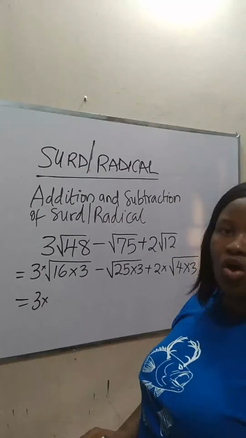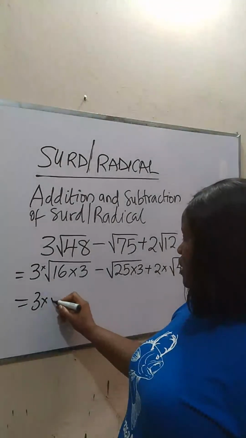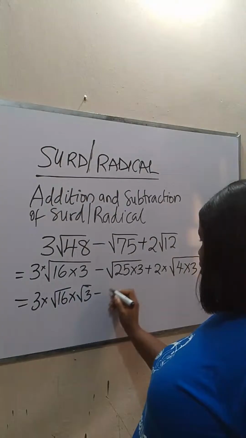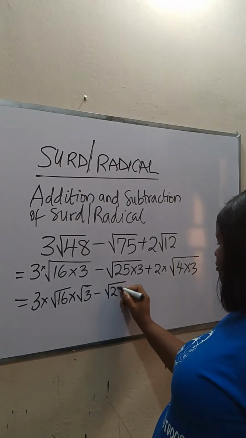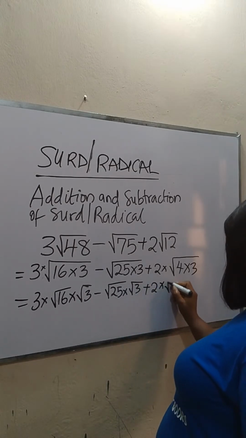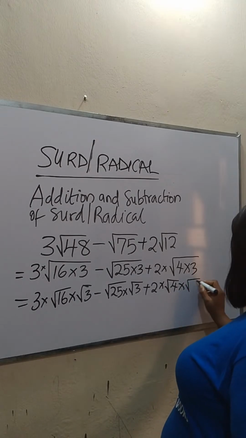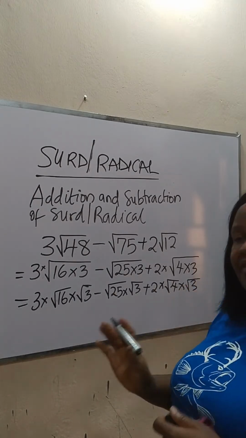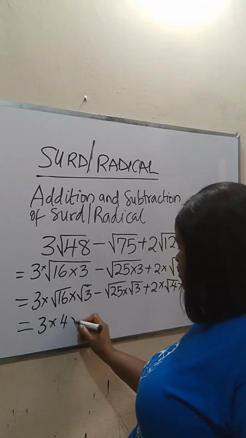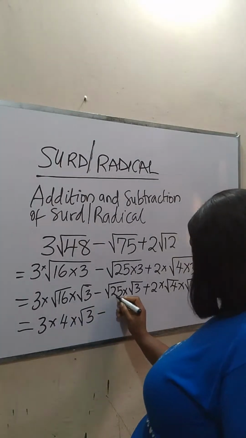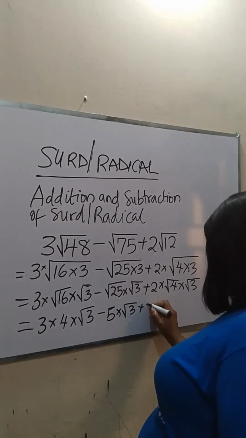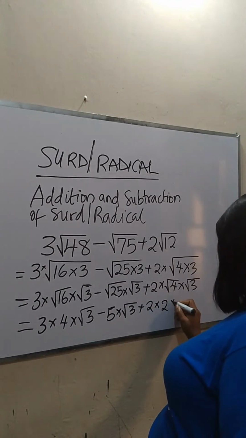Now we're going to apply the first law of radicals. Here, we're going to do root 16 times root 3 minus, we do the same here, root 25 times root 3 plus 2 times root 4 times root 3. That's it, to separate each radical to have their individual radical. So this is 3. Root 16 is 4 times root 3 minus, that is 5 times root 3 plus 2 times 2 times root 3.